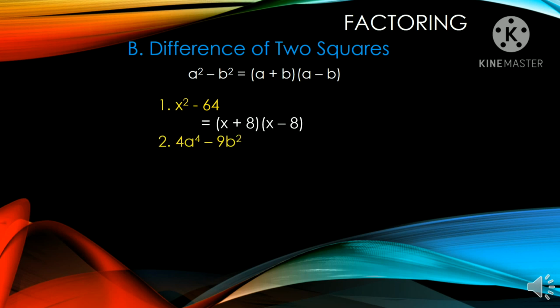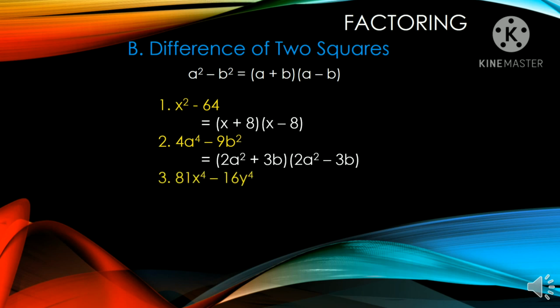Okay, number 2, 4a raised to 4 minus 9b raised to 2. Okay, yes, difference. Perfect square yung dalawa. So what is the square root of 4a raised to 4? 2a square. What is the square root of 9b square? 3b. So that is simply 2a square plus 3b times 2a square minus 3b.